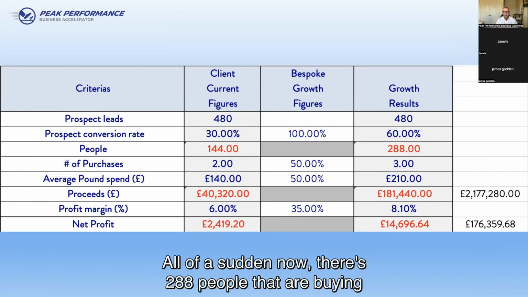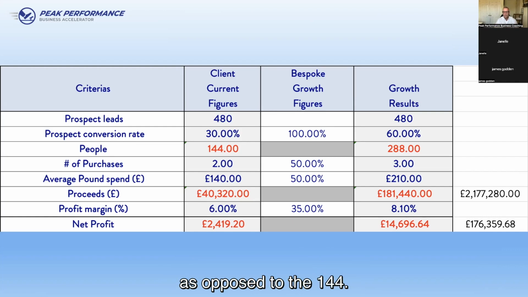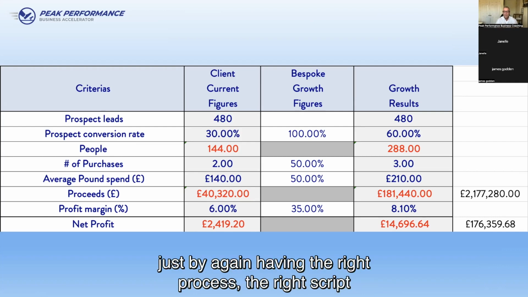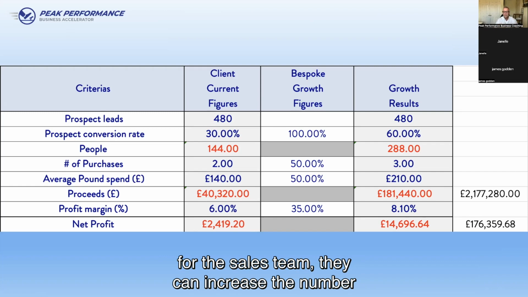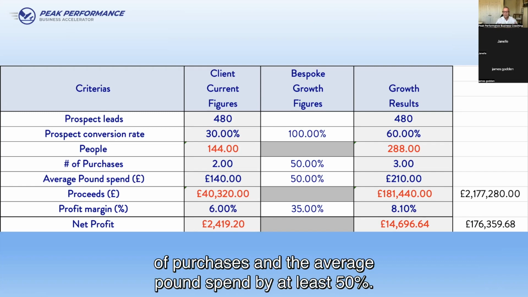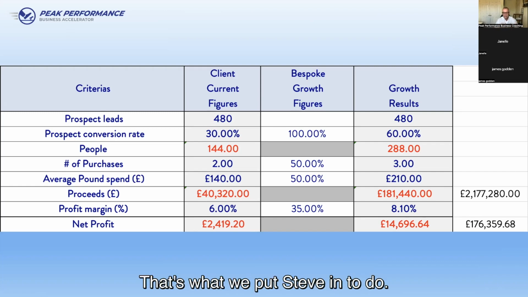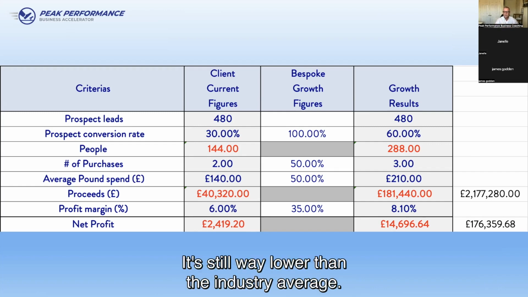All of a sudden now, there's 288 people that are buying as opposed to the 144. And with the number of purchases, just by, again, having the right process, the right script for the sales team, they can increase the number of purchases and the average pound spent by at least 50%. That's what we put Steve in to do. And the profit margin. All right, we increased it by 35%, so it goes from 6 to 8%. It's still way lower than the industry average.